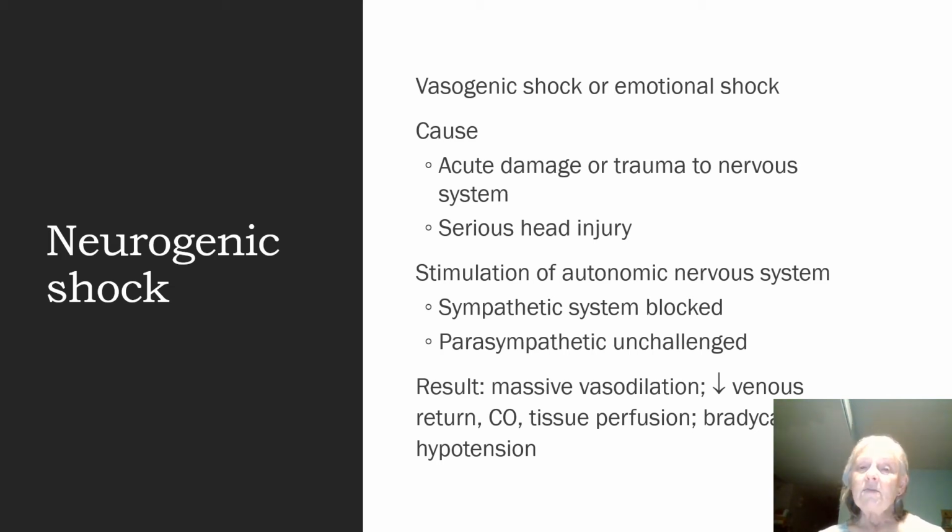Some of the causes of this, we talked about the head injuries. What happens with this one, you stimulate your autonomic nervous system. You allow the parasympathetic system to take over while the sympathetic system can't do as much as it needs to. So what do we see with this? There's your massive vasodilation, decreased venous return, decreased cardiac output, decreased tissue perfusion. You're going to be bradycardic and you're going to be hypotensive.